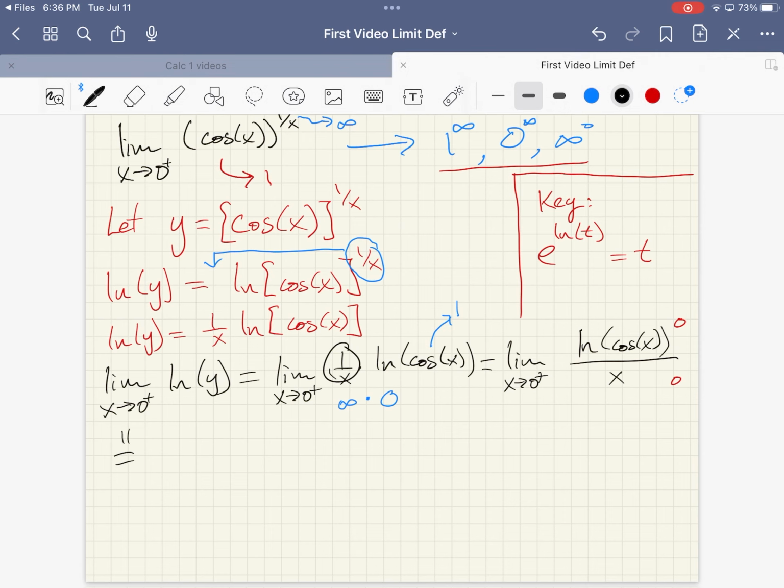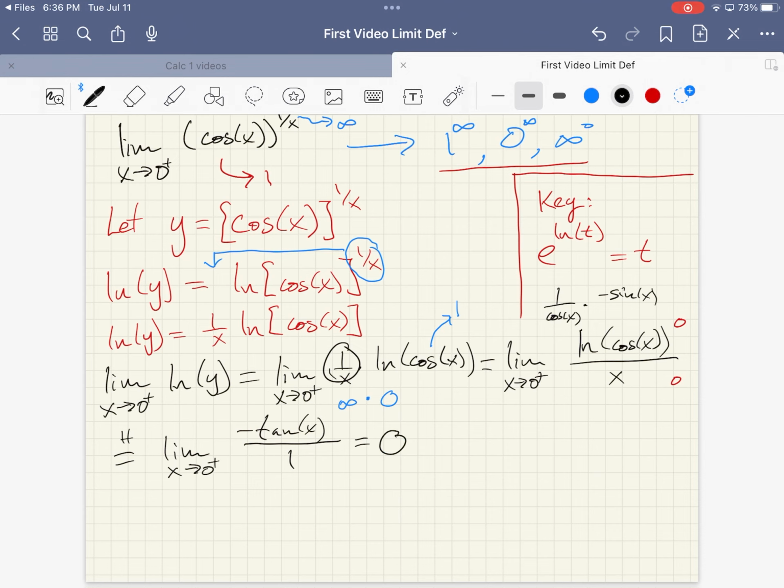So I'm going to say this is equal by L'Hopital's to the limit as x approaches 0 from the right of, so I'm going to get, now I'm going to do this quickly. I'm expecting that you know how to do this. But remember, natural log is going to be 1 over cosine of x times the derivative of what's inside, which is negative sine of x. And that's going to give me negative tangent of x over 1. And note that when that happens, tangent of x approaches 0, so this limit is 0.